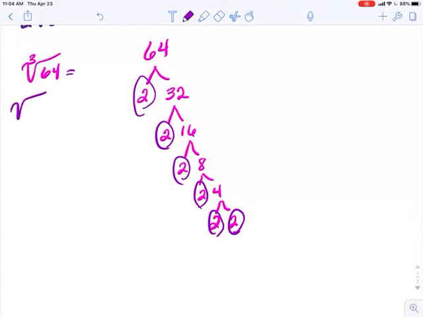So this is going to be the same thing as the cubed root of 2 times 2 times 2 times 2. So there's 1, 2, 3, 4 of them. I need 2 more. 2 times 2.